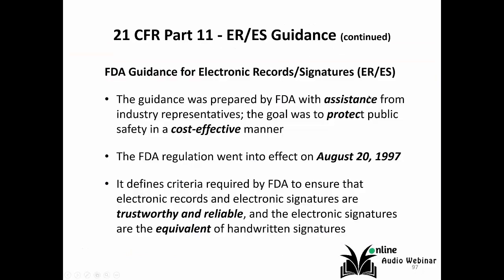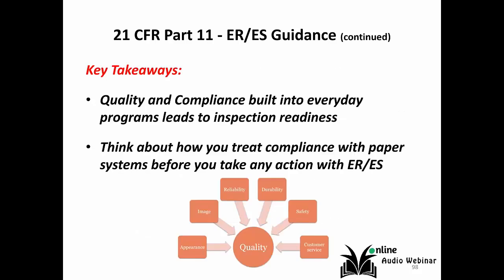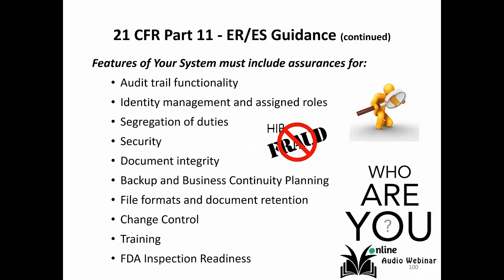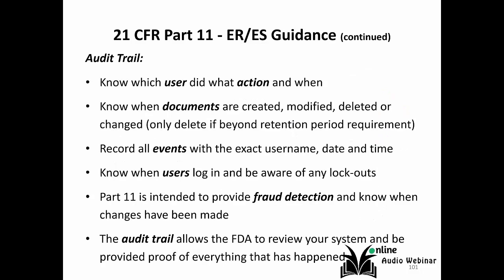Now, the guidance was done in 1997. Everybody wanted to go paperless. So quality and compliance have to be built in for organizational readiness. Determine that in advance. Now, these are features of your system that can help you meet Part 11. The audit trail, you know who did what action.